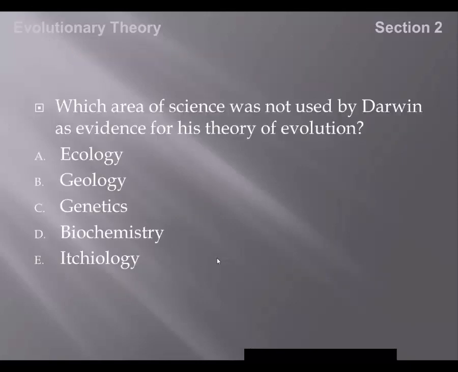So which area of science was not used by Darwin as evidence for his theory of evolution? Was it A. ecology, B. geology, C. genetics, D. biochemistry, or E. ichthyology?